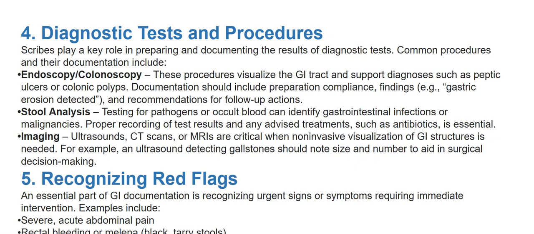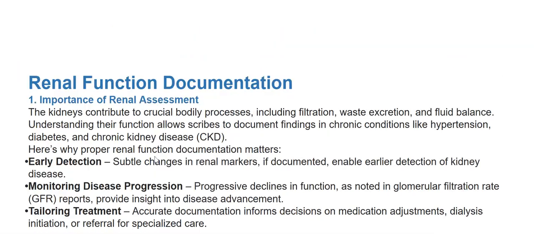Recognizing red flags. An essential part of gastrointestinal documentation is recognizing urgent signs or symptoms requiring immediate intervention. Examples here: severe acute abdominal pain, rectal bleeding or melena, black tarry stools, prolonged vomiting leading to dehydration, and unintentional weight loss, which can signal malignancy. By ensuring these details are captured, scribes enhance clinical efficiency and quality of communication between providers.